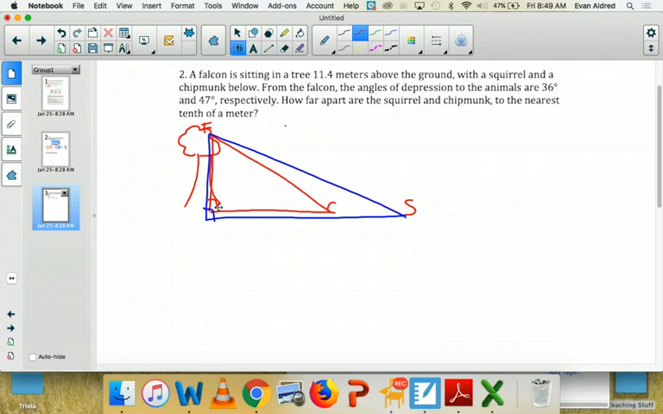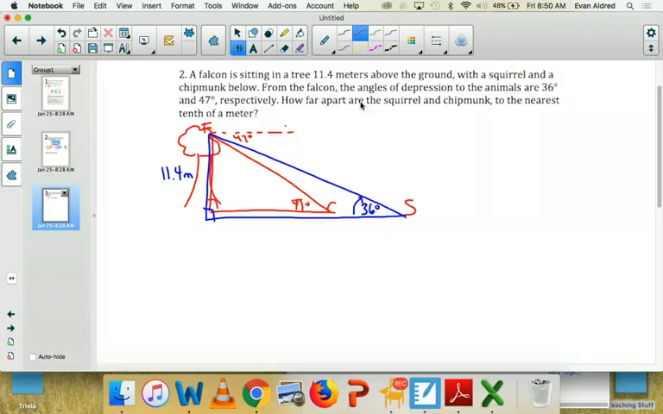Well, we know that the chipmunk has a 47 degree angle of depression, which is up here, but it's also down there. Angle of depression and angle of elevation are the same. So that means that if that's 47 degrees, then this one must be 36 degrees. We also know that the tree is 11.4 meters tall. So I'll do that in blue just so we can see it fine. And there we go. So our first step to this problem was drawing a diagram, and there's our diagram.